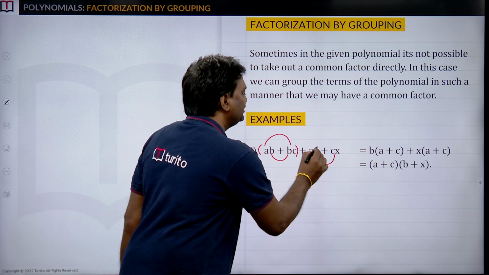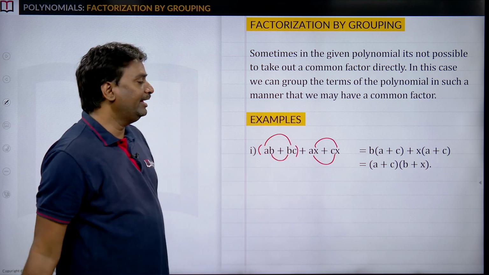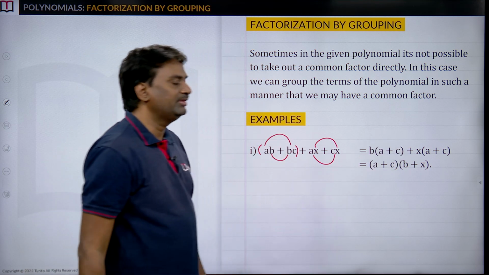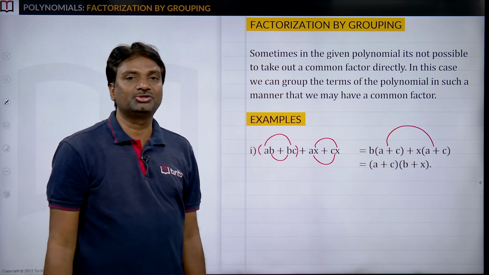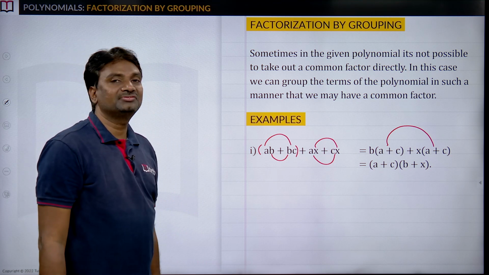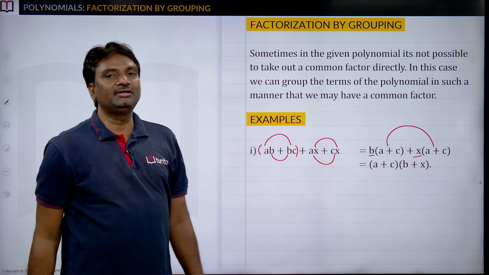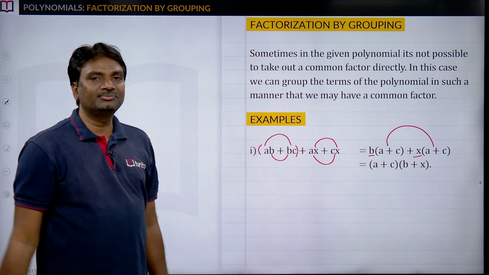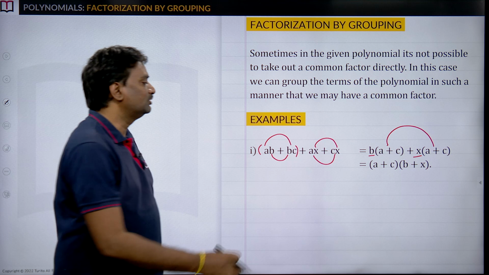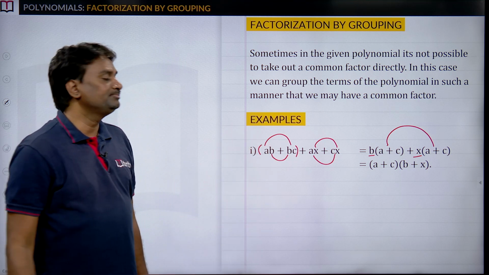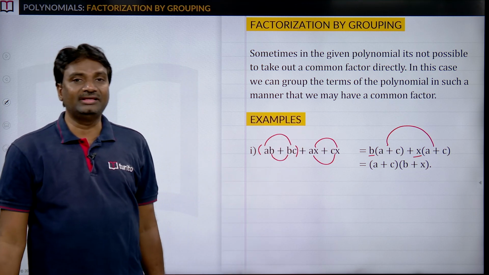From AX plus CX it is clear X is a common factor. Taking X as common, you get X of A plus C. Here we have A plus C, and here also we have A plus C. By taking A plus C as common, we have B here and X here. So, A plus C into B plus X. Total four terms are there, but all four do not have a term in common. That is why I have taken the first two terms, AB plus BC, as one group, and AX plus CX as the second group.